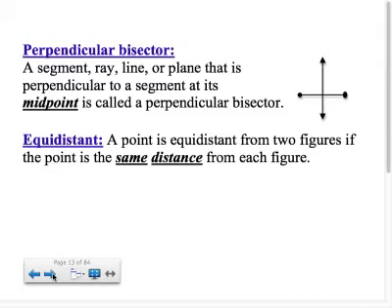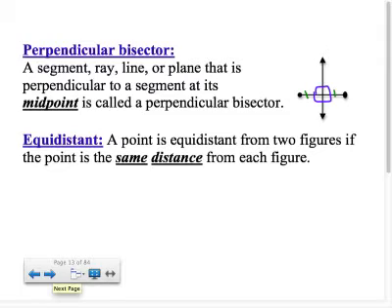So a perpendicular bisector is a segment, a ray, a line, or a plane that is perpendicular to a segment at its midpoint. So based on the diagram at the right here, if I wanted to mark that as being the perpendicular bisector, I first have to show you it's perpendicular, and then I also have to show you that it bisects. In other words, it cuts it in half. So there's your perpendicular bisector.